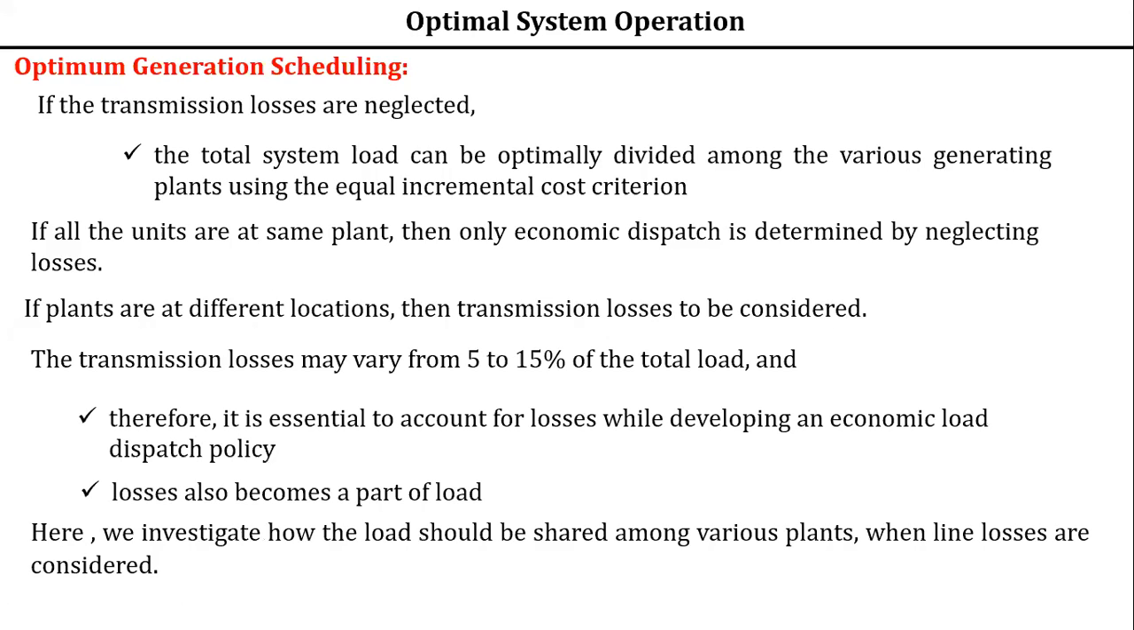Now we investigate how the load should be shared among various plants when line losses are considered. So in this section, case 1, neglecting transmission losses. Case 2, we will say considering transmission losses. Here we investigate how the load is to be shared among various plants when line losses are considered. So this is nothing but again optimal generation scheduling. We have to do it.